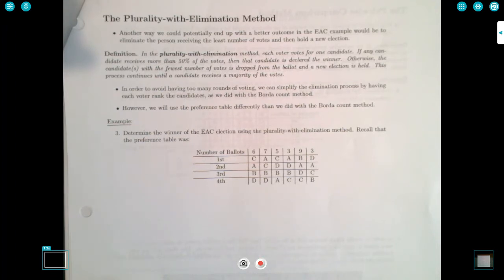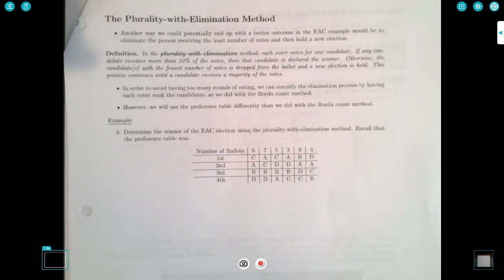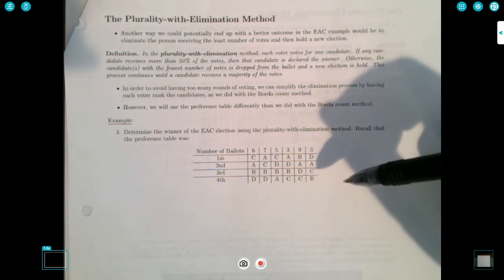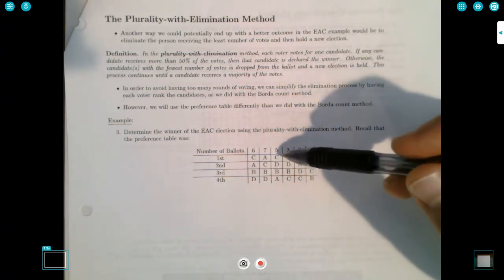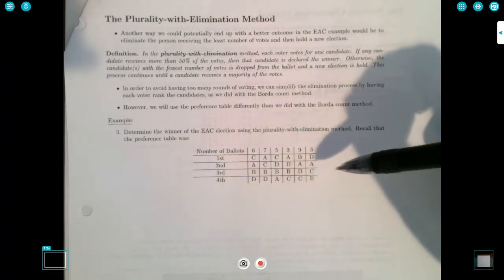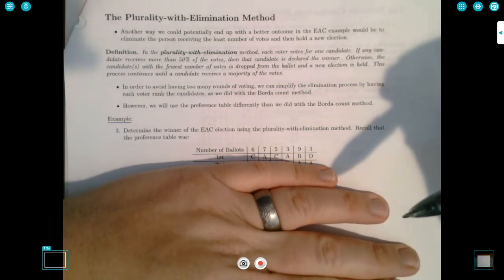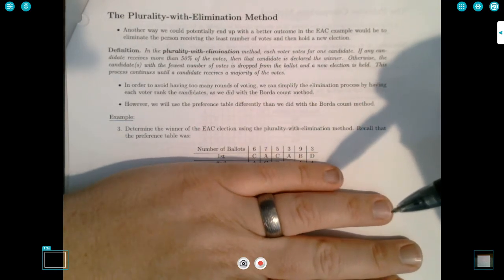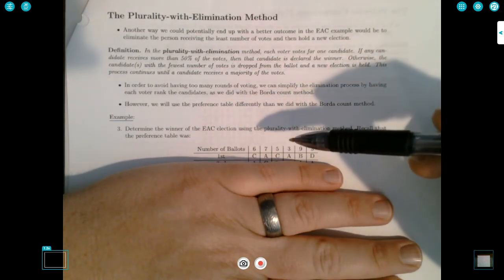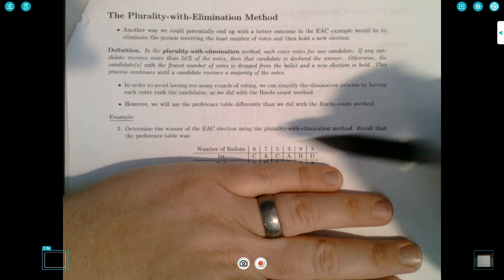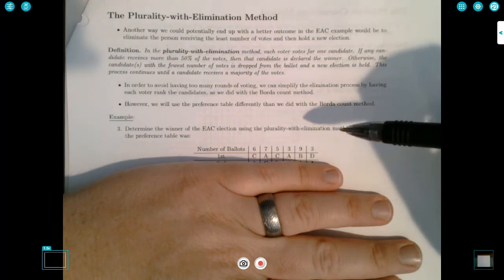The first thing that we do is try to determine if any of the candidates have a majority already. In this case, Kareem has 11 votes, Anne has 10, Ben has 9, and Doreen has 3. We're just looking at the first place votes. Kareem has more votes than anybody else, but that's still only 11 out of 33, which is 33%. So nobody has the majority. Nobody has more than 50% of the vote.